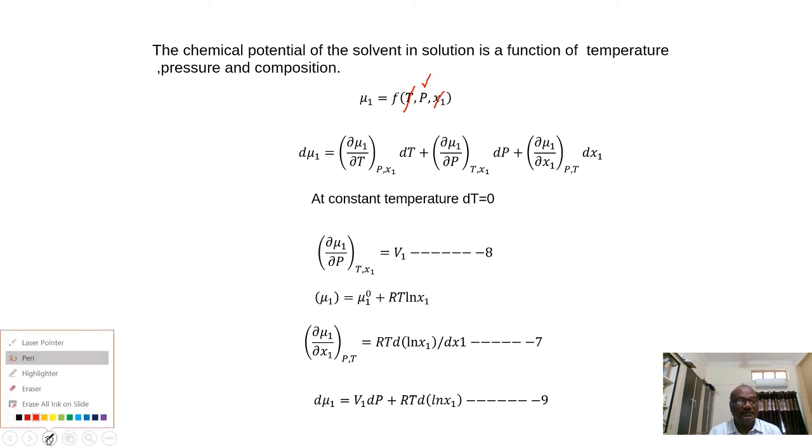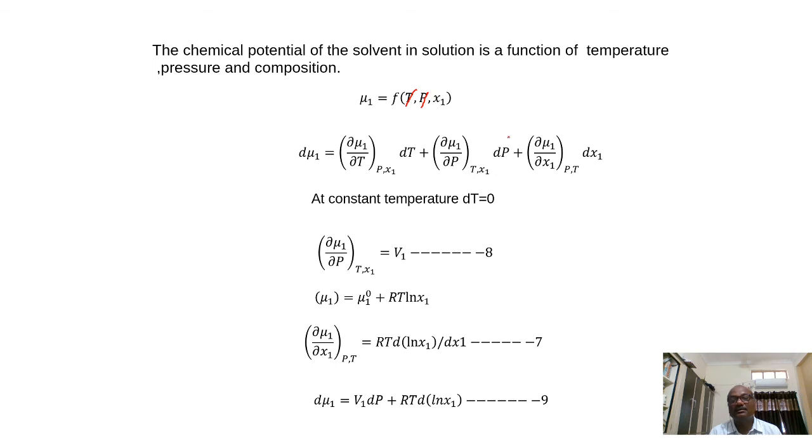Plus, the third one is also there: you differentiate with respect to the mole fraction, keeping temperature and pressure constant. So d mu1 by dx1 at constant pressure and temperature, into dx1. This is the change in the chemical potential, which is due to the change in temperature, pressure or composition. But if the temperature is constant, dT becomes 0, which means this term becomes 0.